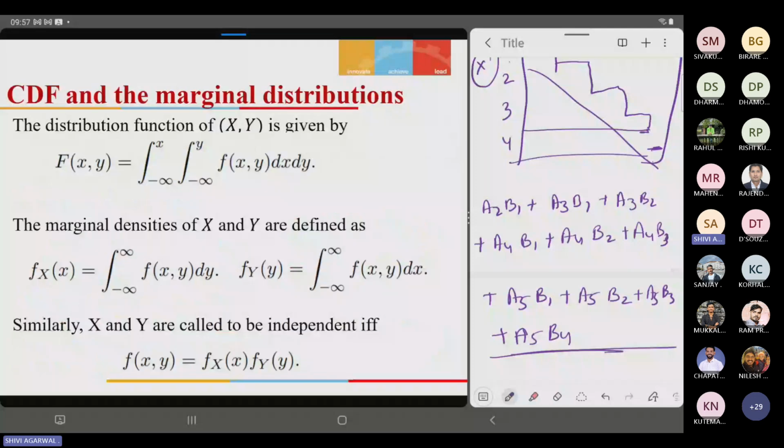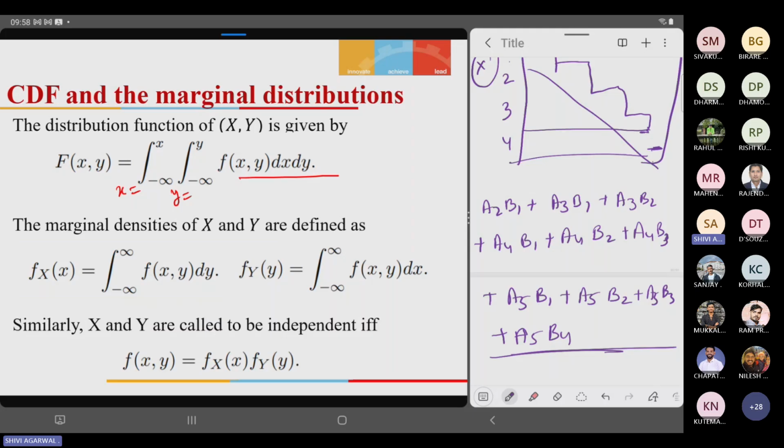Okay, so how to find out the CDF? CDF is what? x from minus infinity to small x, y from minus infinity to y, and then we are using f(x,y) dx dy. So this is basically a double integration which we are using here to find out the CDF, because there are two variables. So in the joint distribution discrete case we are using the two-times summation. Here we are taking the two-times integration, double integration, which is known.